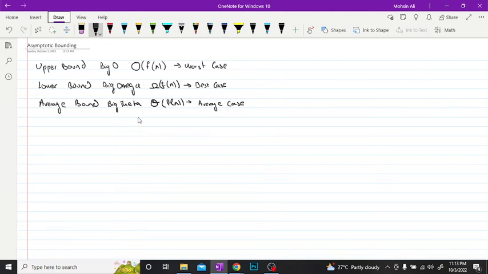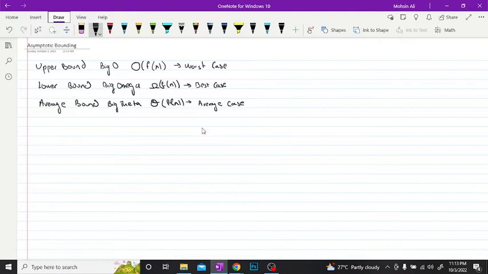Hi guys, so in today's video we are going to be talking about asymptotic bounding and what is the significance of asymptotic bounding in algorithms. So the three types of boundings that we're going to discuss in this video are the upper bound, which is big O notation, the lower bound, which is big omega, and the average bound, which is big theta. And in algorithms, we believe that big O denotes the worst case time complexity, big omega denotes the best case time complexity, and big theta denotes the average case time complexity of any function or any algorithm that we're trying to design.